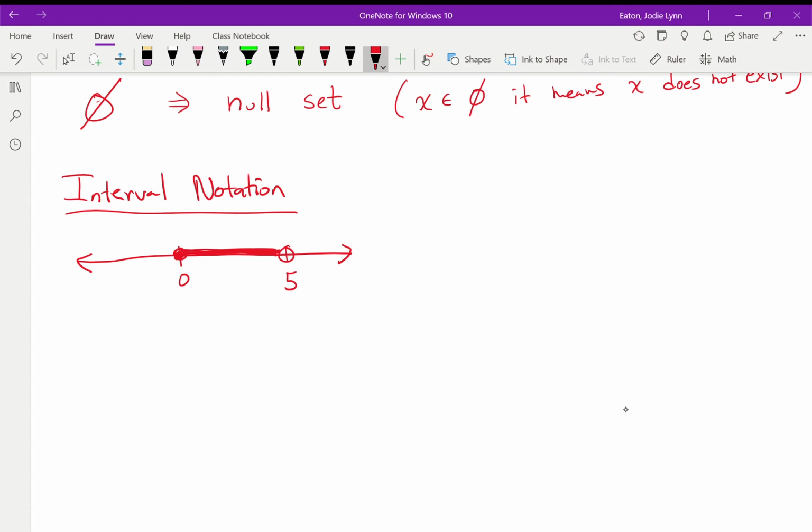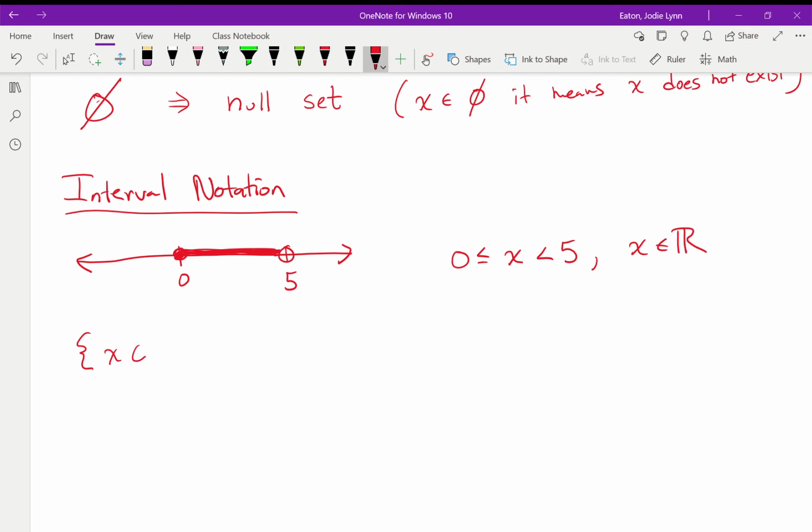So if I was going to write this using greater than, less than, equal to signs, I would write this as x is greater than or equal to 0 and less than 5. And that x is an element of the real numbers, so it can be anything. Another way we could write it is using set notation. So we can use our curly brackets.